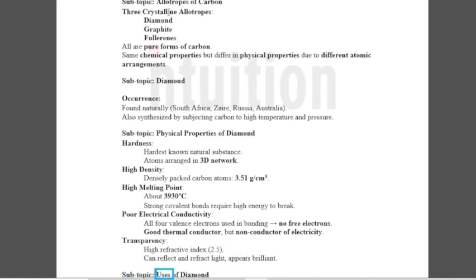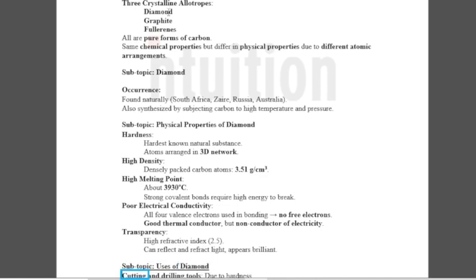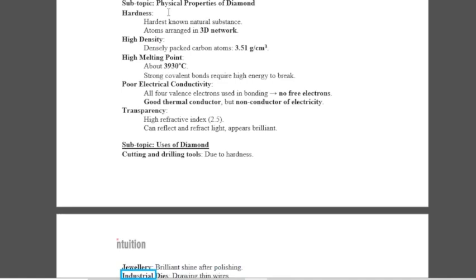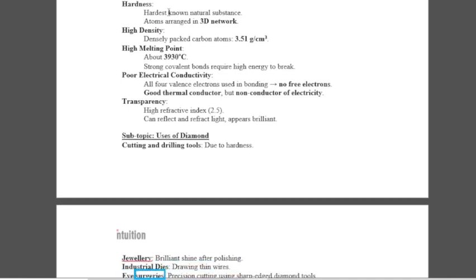Subtopic: Uses of diamond. Cutting and drilling tools, due to hardness. Jewelry, with a brilliant shine after polishing. Industrial dyes, drawing thin wires, and eye surgeries, which use precision cutting with sharp-edged diamond tools.